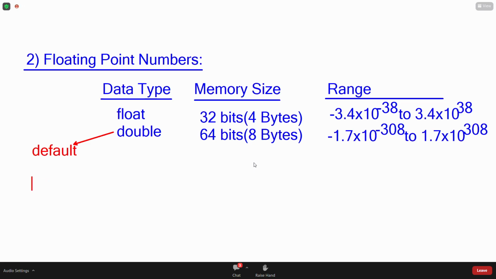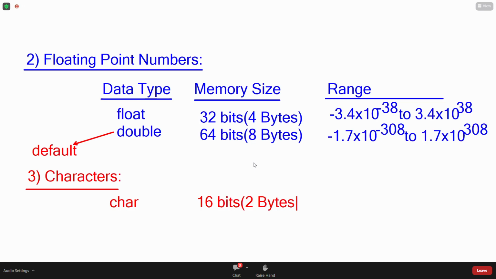Next one, characters. Just char. 2 bytes, 16 bits. The range is nothing but 0 to 65,535. I'll explain what that is. There is only one data type, so that is only default.